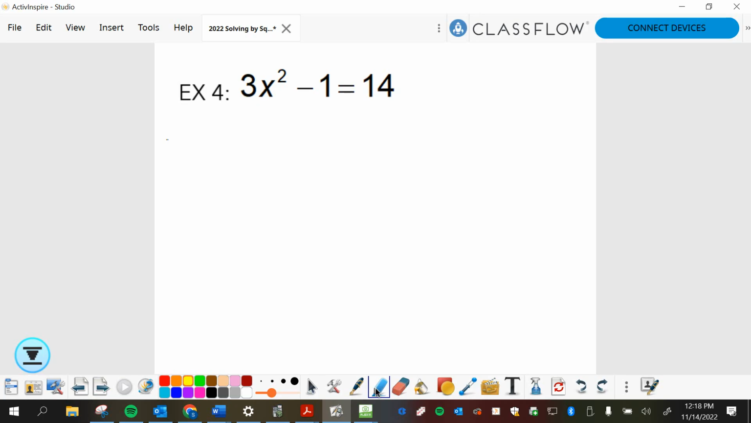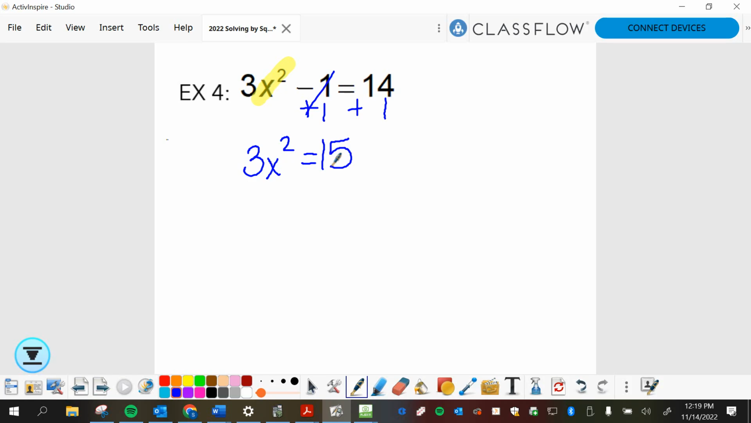Excuse me. Just x, not the 3. Right? Just the x. So we got to get rid of that 1 and that 3, and it matters what order, right? Totally matters. We have to undo the addition subtraction first. So we're going to add 1. So then we get 3x squared equals 14 plus 1. Nice little 15 there.